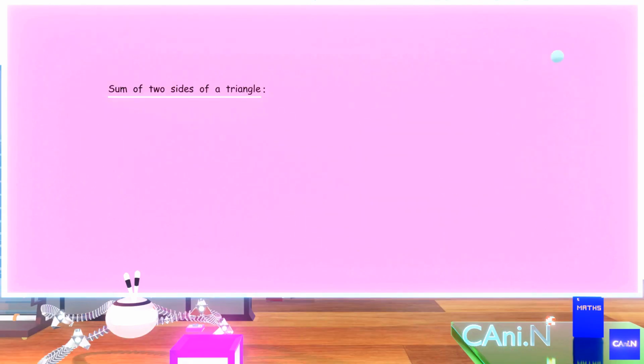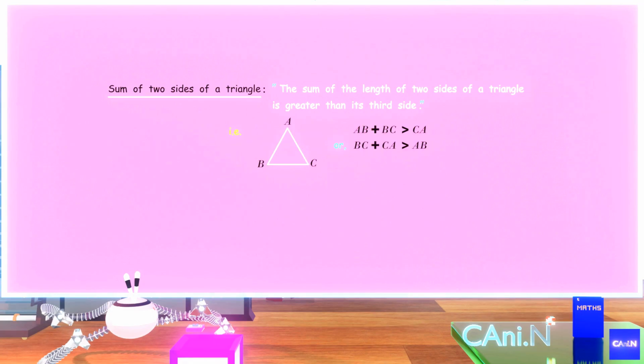Sum of two sides of a triangle. Here, the sum of the lengths of two sides of a triangle is greater than its third side. That is, AB plus BC is greater than CA, or BC plus CA is greater than AB, or CA plus AB is greater than BC.